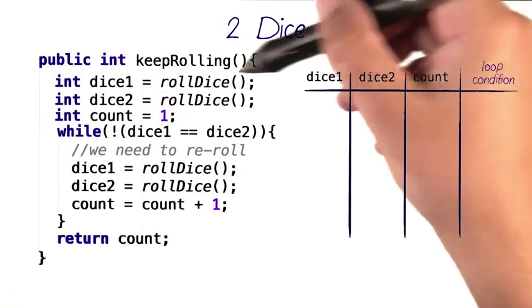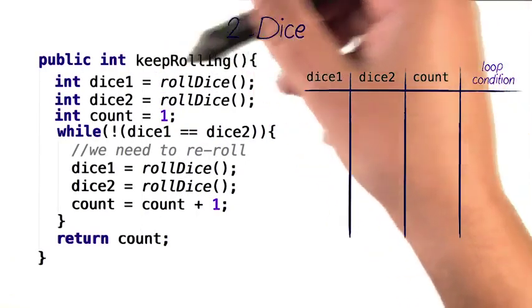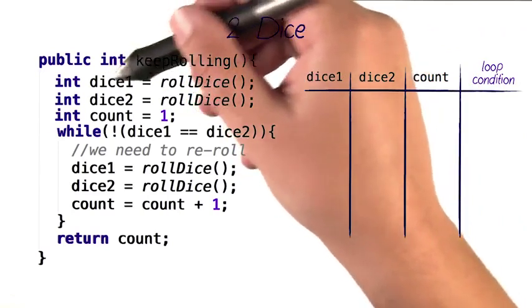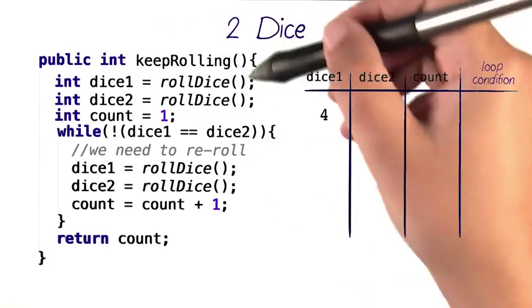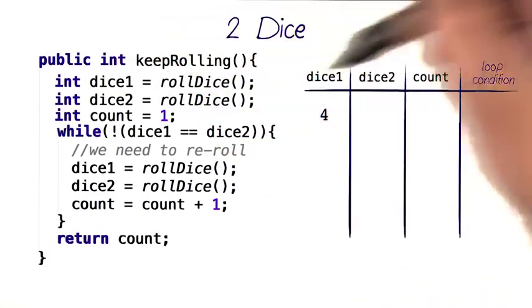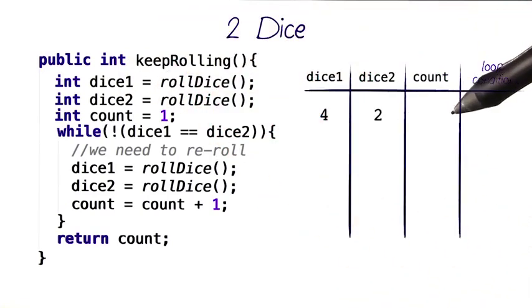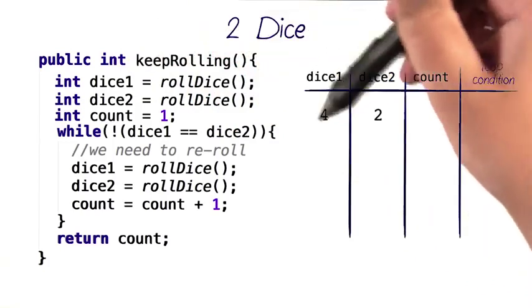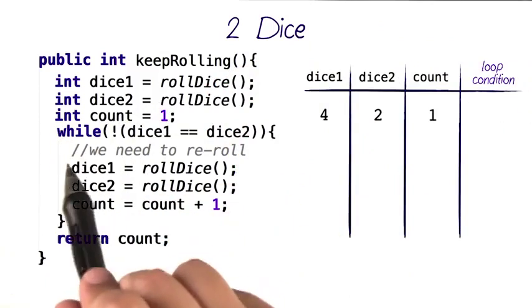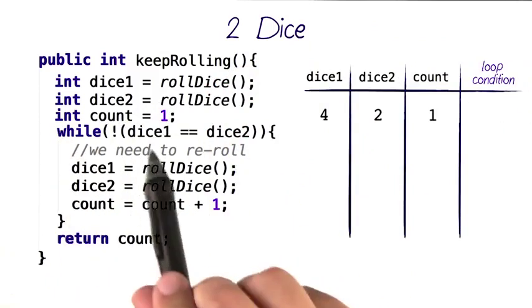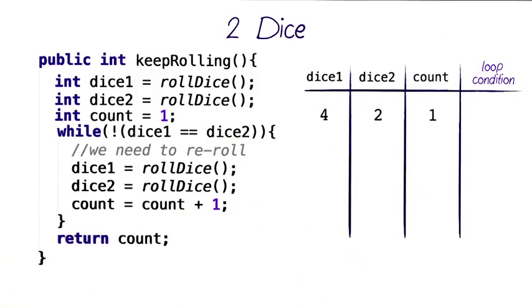So the first thing that happens here is we call this rollDice function and save its return value in dice1. Let's say that randomly returned the number 4. The next line calls rollDice again for dice2. Let's say that returned 2. So dice1 has 4 in it and dice2 has 2 in it. And then we initialize the count variable to 1, and then we go to our while condition. It's checking if dice1 and dice2 are not the same.